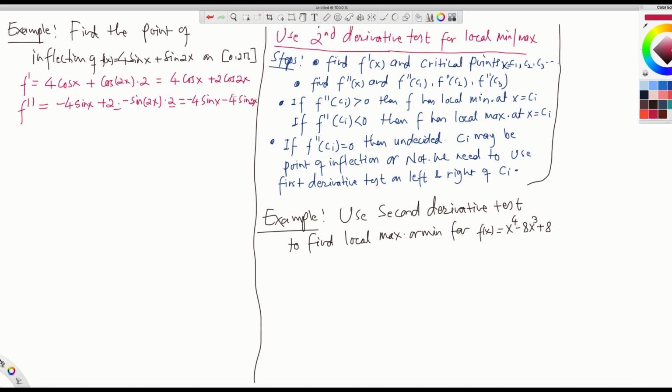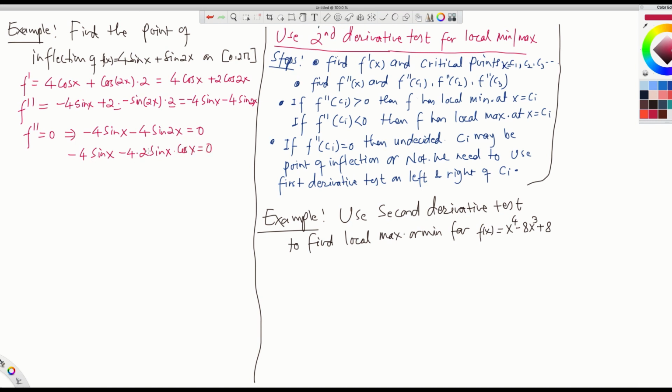Now, these sine functions are defined everywhere. So you don't have to worry about the second derivative being undefined. There is no point where the second derivative is undefined here. So what we do is set f double prime equal to 0. That implies negative 4 sine x minus 4 sine 2x equals 0. Do you know the formula for sine 2x? It is 2 sine x times cosine x, right? So it is negative 4 sine x minus 4 times 2 sine x times cosine of x equals 0.